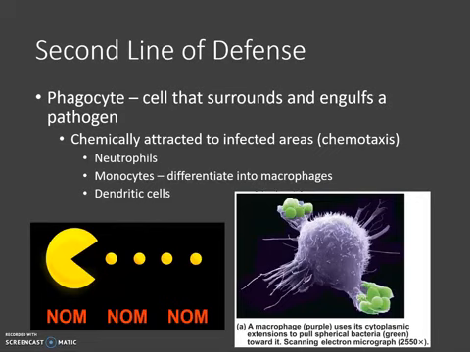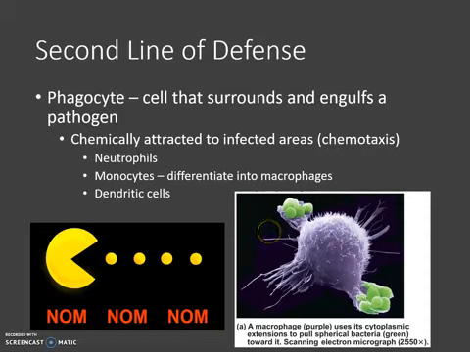Now, these phagocytes can be attracted to infected areas. So if a pathogen gets in, or if it gets past the first line of defense, the damaged tissue in the area can give off chemicals. And chemotaxis is the word that describes the ability for cells to kind of follow that chemical trail in order to move towards the area of infection.